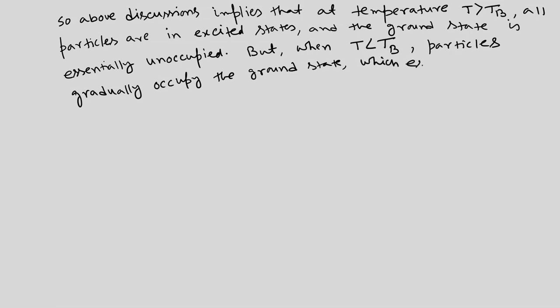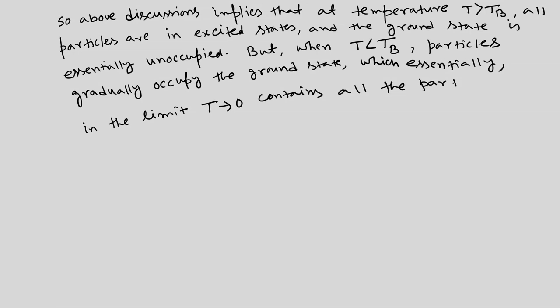Which essentially, in the limit T goes to 0 Kelvin, contains all the particles in the system. So far what we found is when temperature is more than T_B, all particles are present in the excited state, and when T is less than T_B, particles gradually fall into the ground state. And in the limit of T goes to 0, all particles will be present in the ground state.